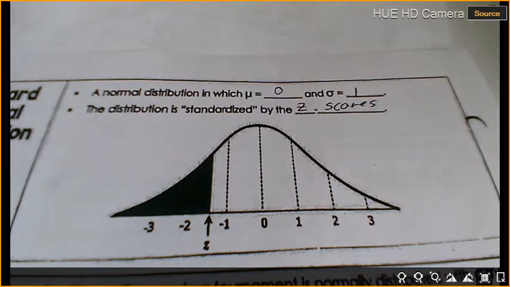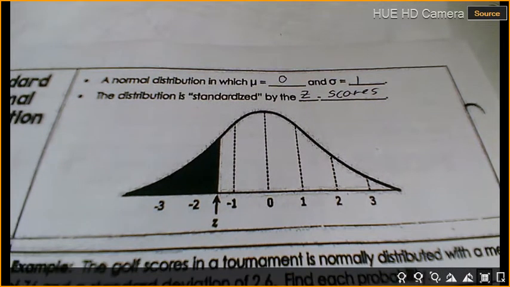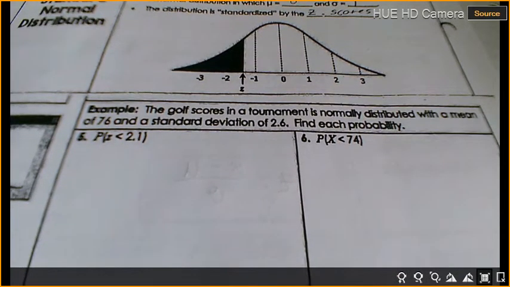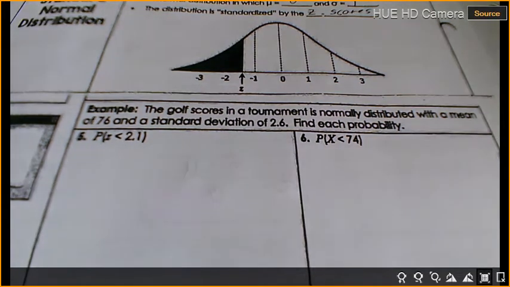So, we want to find, the golf scores in a tournament are normally distributed with a mean of 76 and a standard deviation of 2.6. We're going to find the probability for these. So the first one is just looking at a z-score. Okay? The z-score is less than 2.1. So we're going to go to our chart right here. And I'm going to teach you how to read this chart.